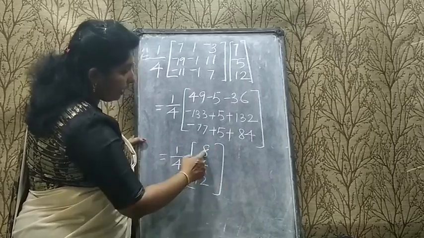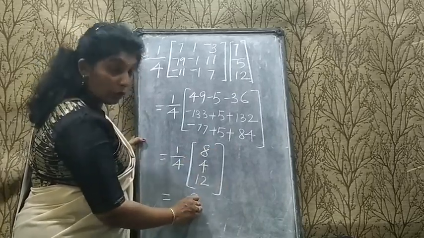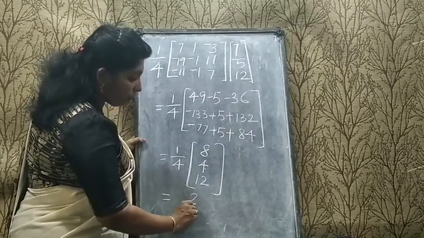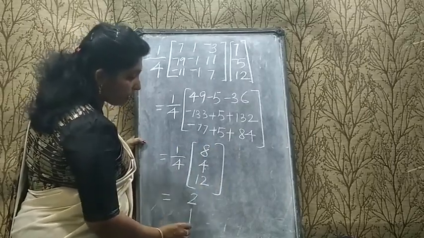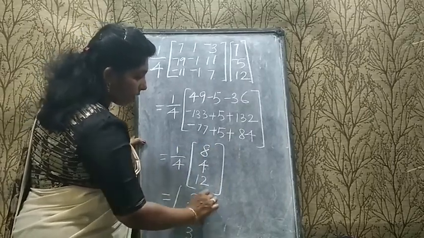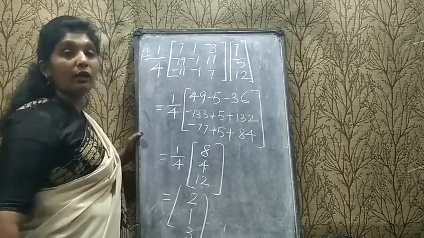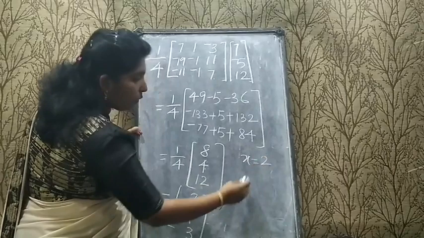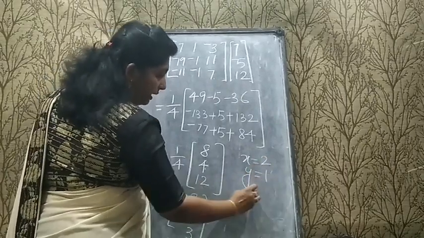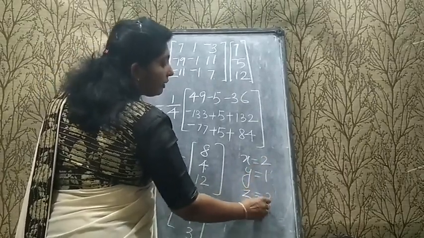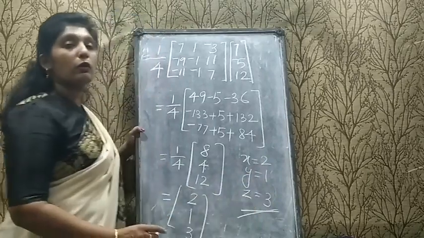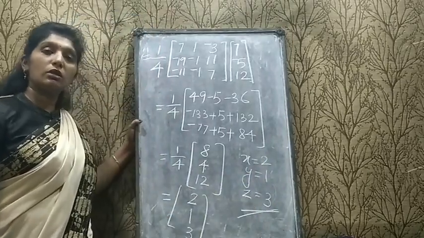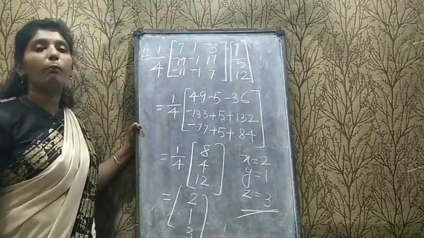So 8 divided by 4 is 2, 4 divided by 4 is 1, and 12 divided by 4 is 3. So you will be getting 2, 1, 3. It means the value of x is 2, y is 1 and z is 3. This way you have to solve the system of equations using the matrix method.